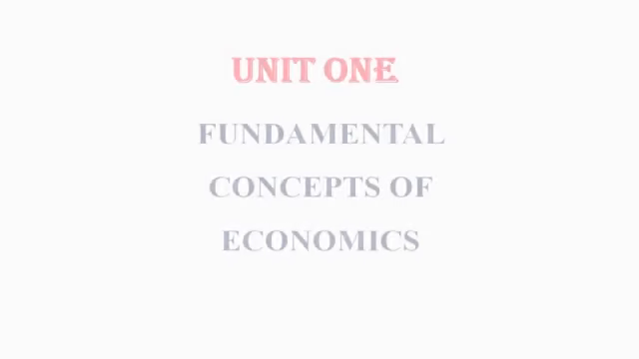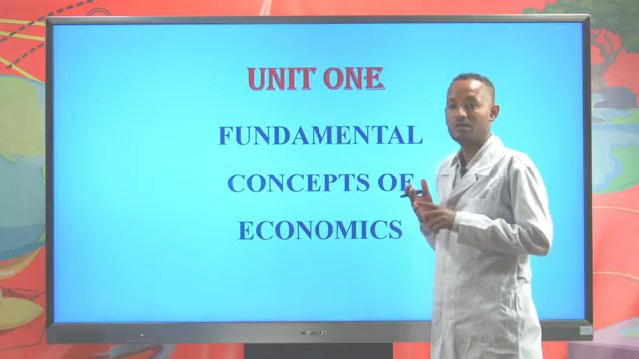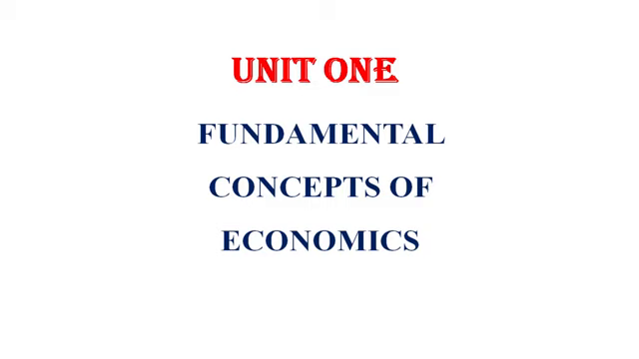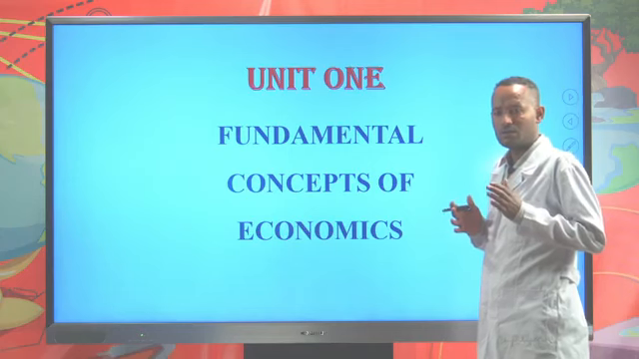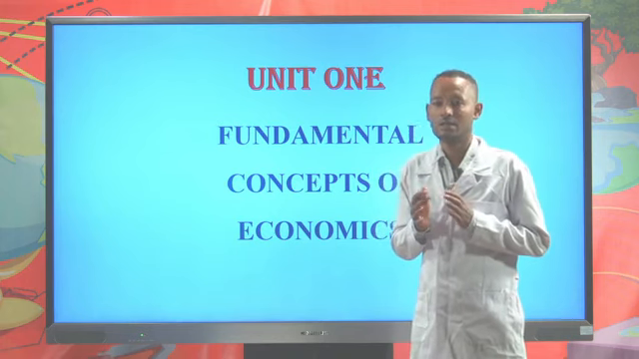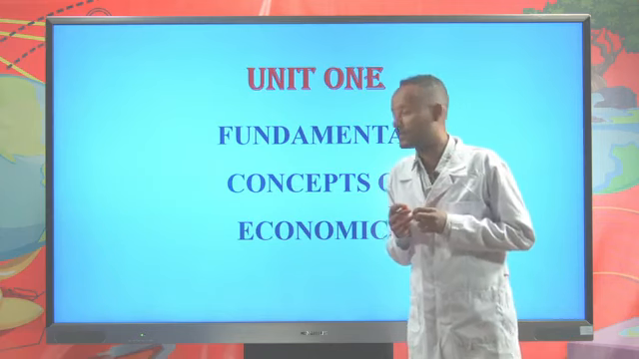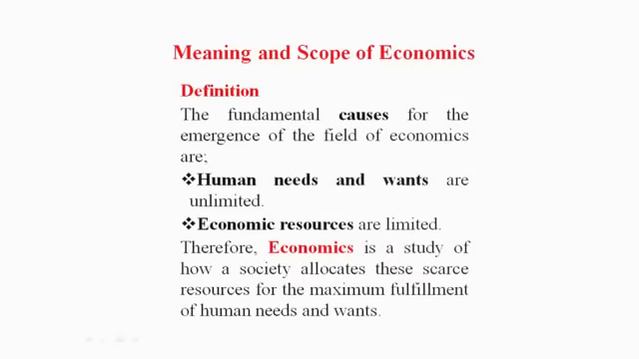is the economic system. Under the economic system, we will see the major economic systems called capitalist, command, and the mixed economic system. The other important concept of economics that we will see under this unit is the decision making units and the circular flow of economic activities. Now let's start with the first fundamental concept of economics, which is about the scope and the definition of economics.